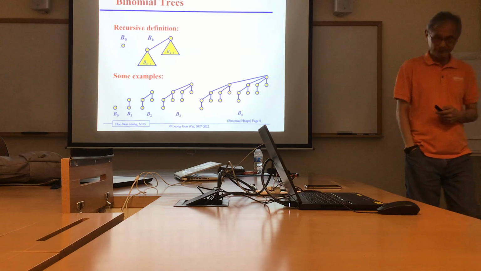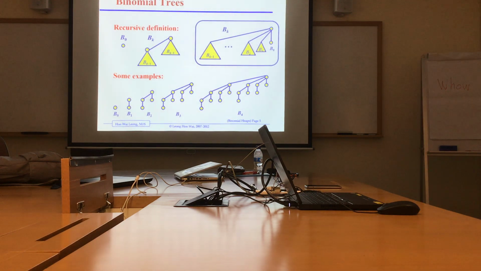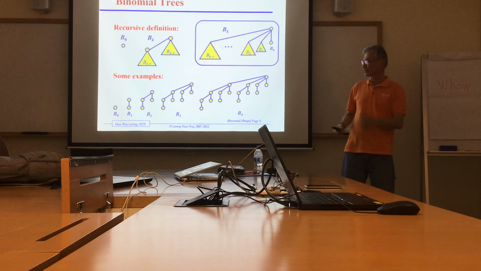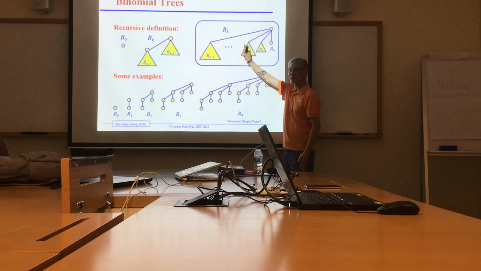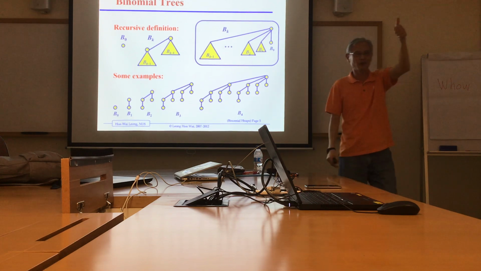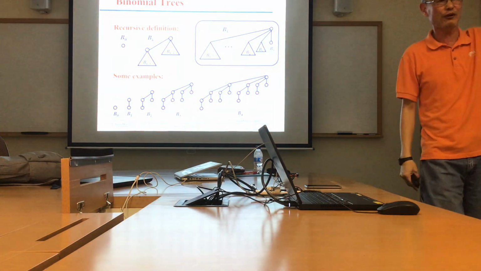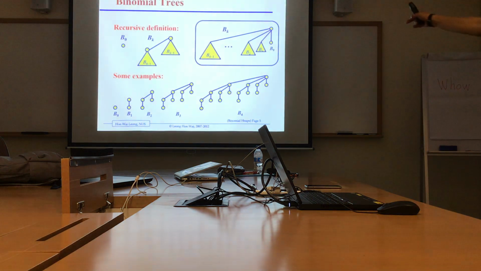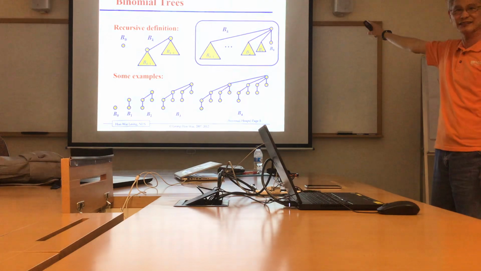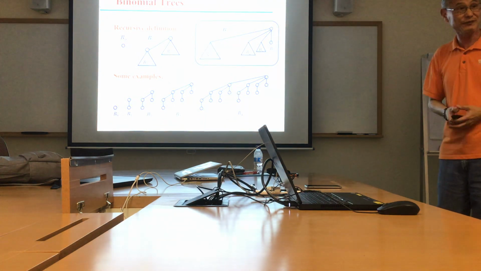Given this, it has another very beautiful property. This beautiful property is that a B_K consists, this is one way of looking at it, and this is another way of looking at it, two different views of the same structure. See? It has one copy of B0, one copy of B1, 2, 3, 4 until K minus 1. Now this property is useful later on when we do analysis of some of the operations.